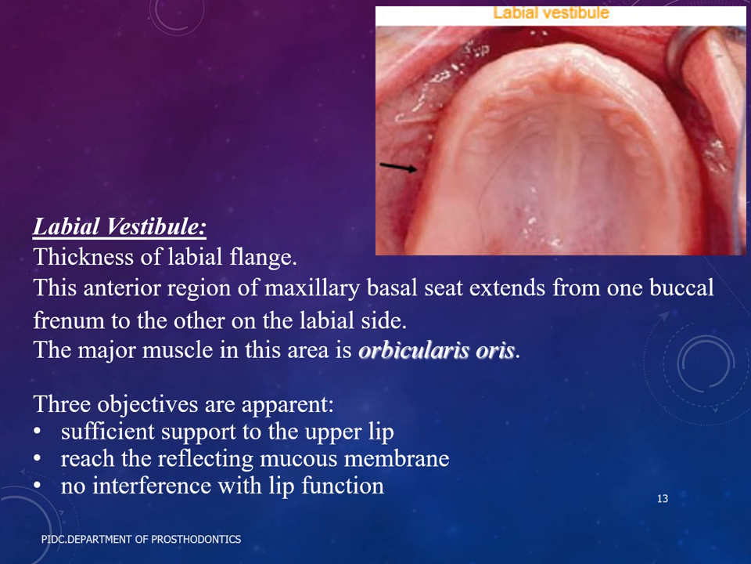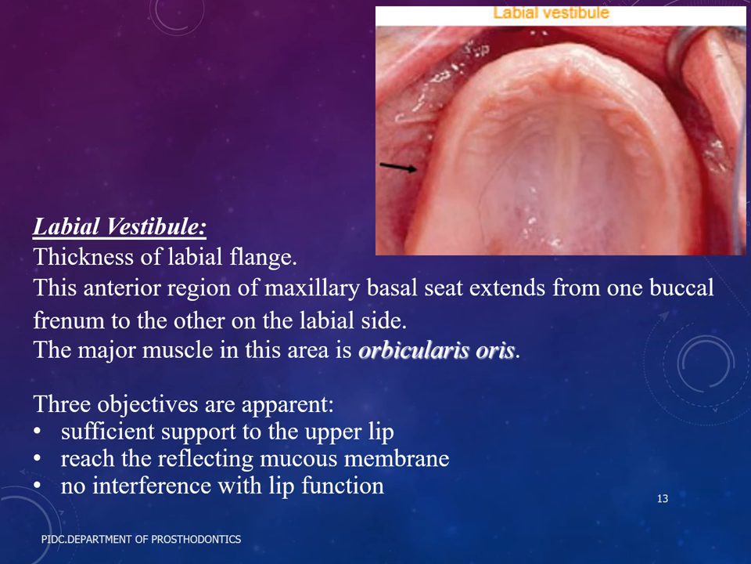And next, coming to your labial vestibule. In this area around the residual ridge, you see that this is your labial vestibule. This labial vestibule determines what the thickness of your labial flange of your complete denture should be, how thick your denture should be in that particular area.